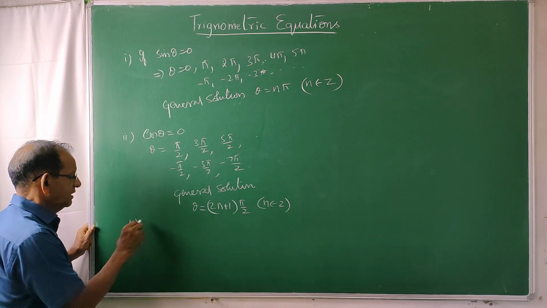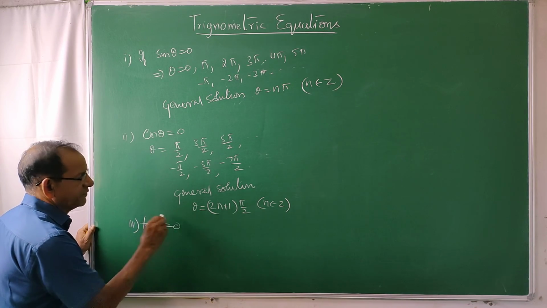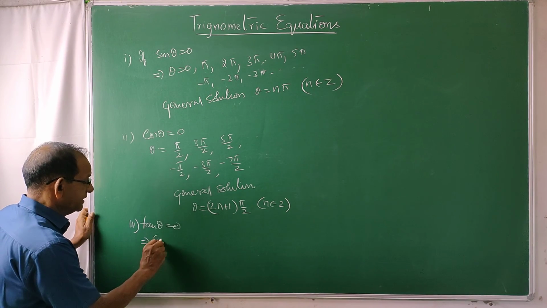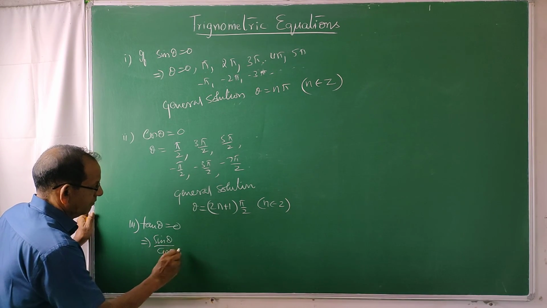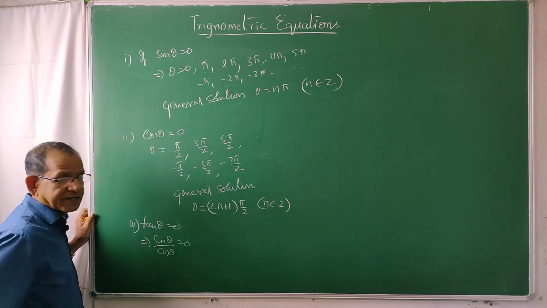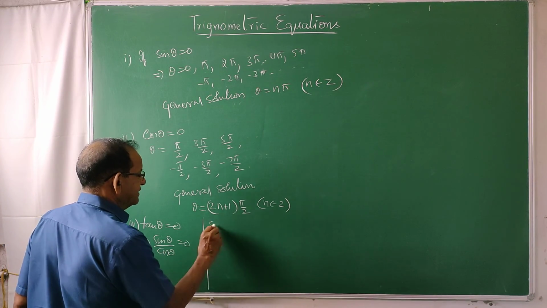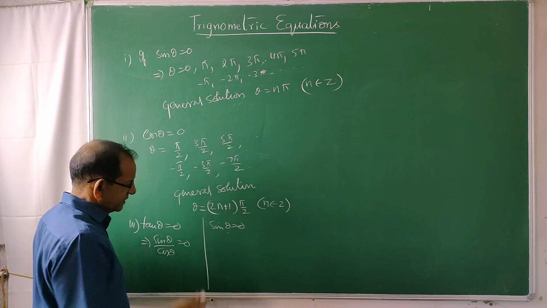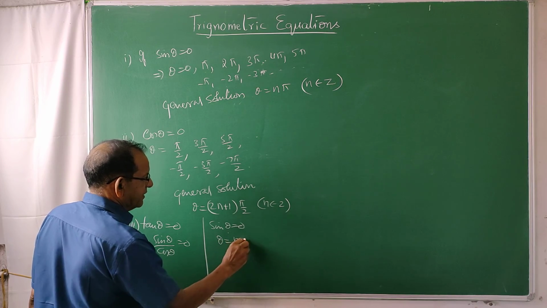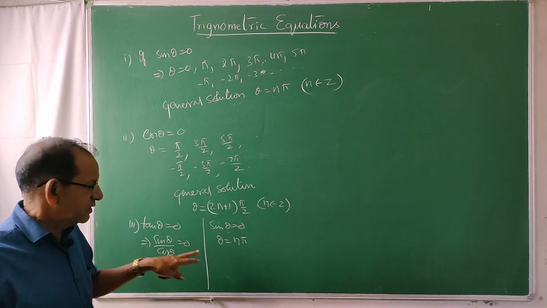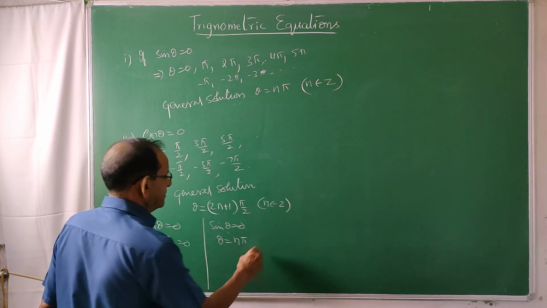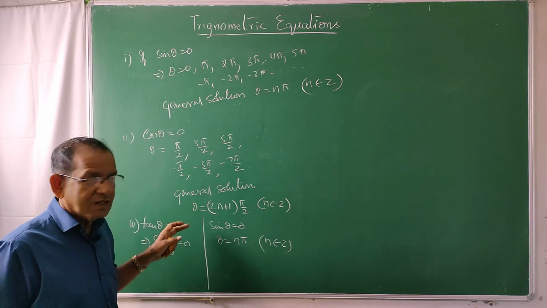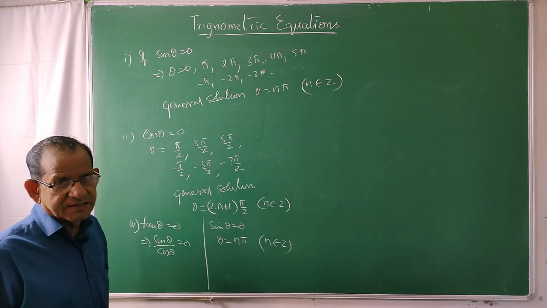Third one, tan theta is equal to 0. Now, if tan theta is 0, sin theta by cos theta is 0. If a fraction is 0, the numerator is 0. That is, sin theta is equal to 0. For sin theta is equal to 0, this is the general solution. So for this also, theta is equal to the same thing, n pi. For tan theta is equal to 0 also, the general solution is theta is equal to n pi, n belongs to Z. This is the case when tan theta is 0, cos theta is 0 or sin theta is 0.